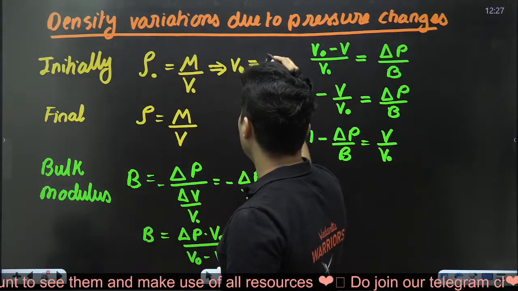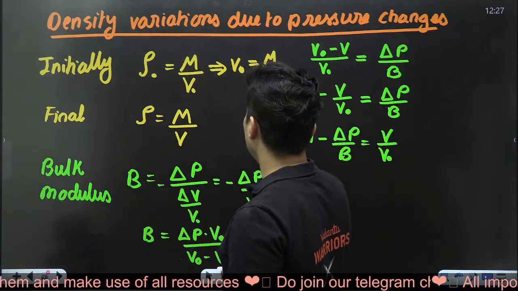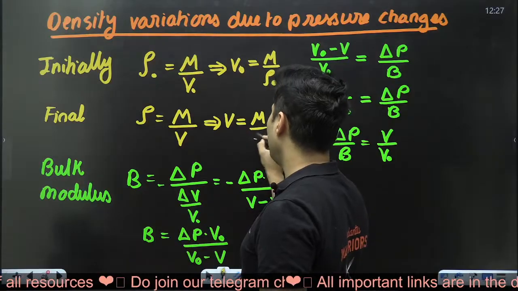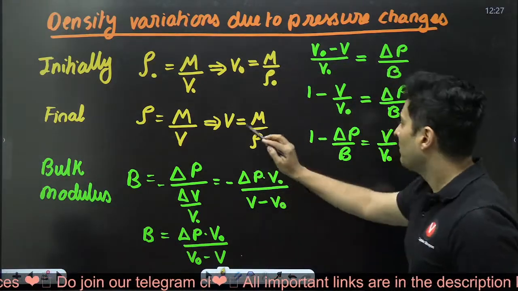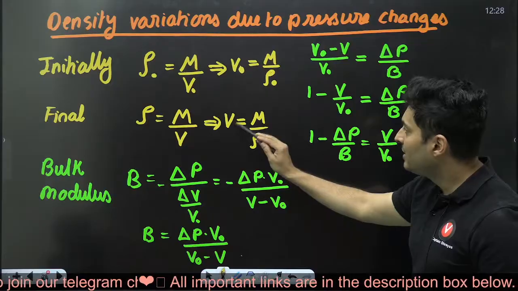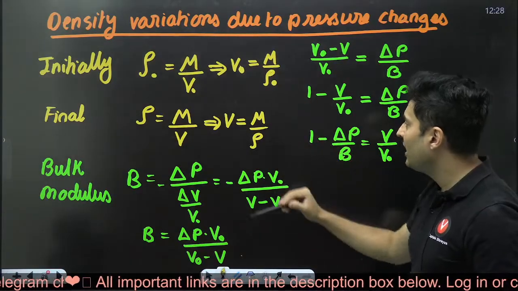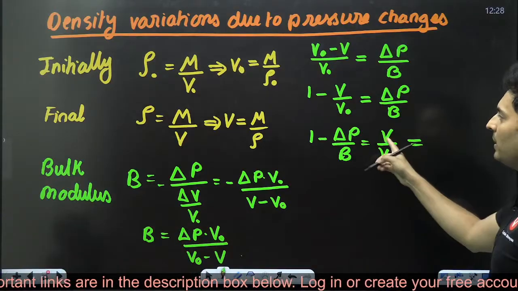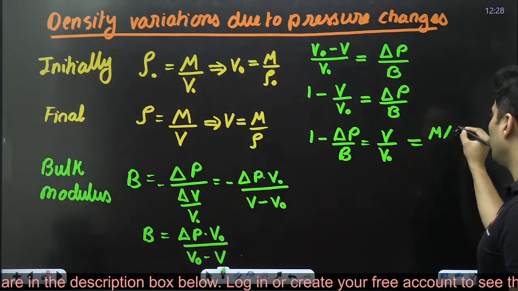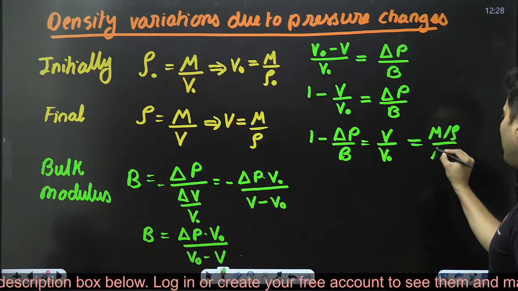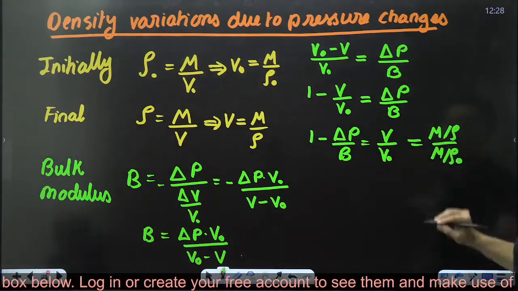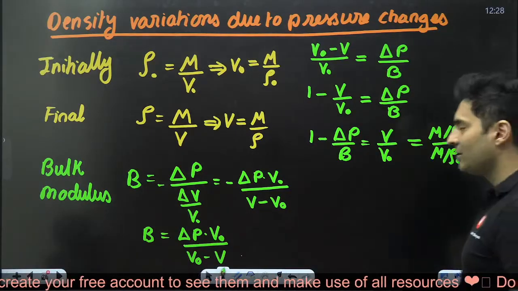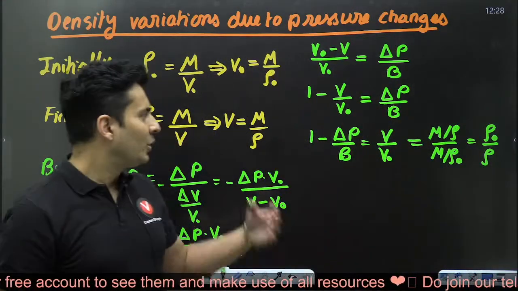Check this out. V0 is equal to M by rho naught, and V is nothing but M by rho. So when I divide V with V0, M will get cancelled. V will be M by rho, and V0 will be M by rho naught. M gets cancelled, and it will just become rho naught by rho.